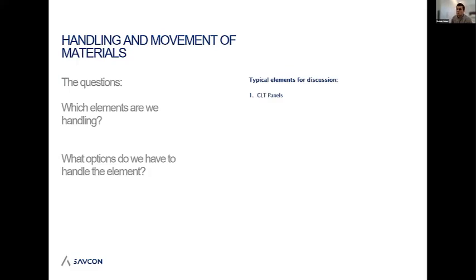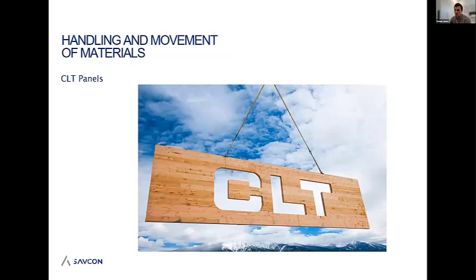So, handling and movement of materials. What elements are going to be handled and what options do we have for these? Like I said, I'll talk just about the CLT panels because that's probably the trickiest one. The columns and beams are pretty typical. For columns we generally put a 40mm hole through the top of the column and lift it, and for beams we generally use conventional slings.